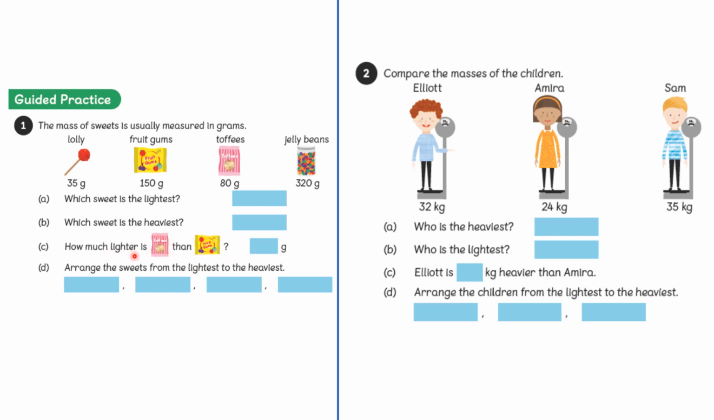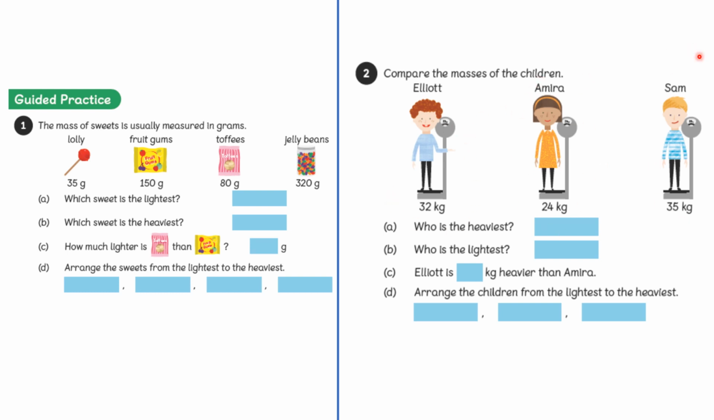How much lighter are the toffees than the fruit gums? So for that one, you're going to need to do some working out. You could do that on your blank piece of paper if you like. And then the last one, you're ordering them from lightest to heaviest. The second question, you're comparing the masses of the 3 children. So we've got Elliot, Amira and Sam.